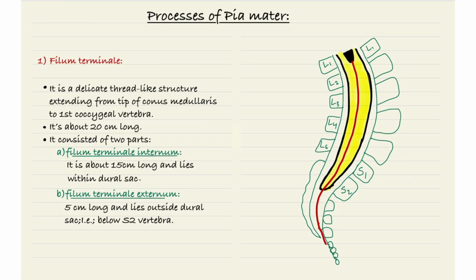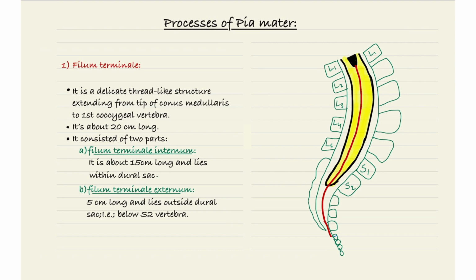Next are the processes of pia mater. First, we will learn about filum terminale. It is a delicate, thread-like structure extending from the tip of the conus medullaris to the first coccygeal vertebra. Now, what is conus medullaris? It is the lowermost point of the spinal cord. Here we know at the lower border of L1, the spinal cord terminates. So, where the spinal cord terminates, it is known as conus medullaris. So, the filum terminale extends from here, conus medullaris, to the first coccygeal vertebra. This one is the first coccygeal vertebra.